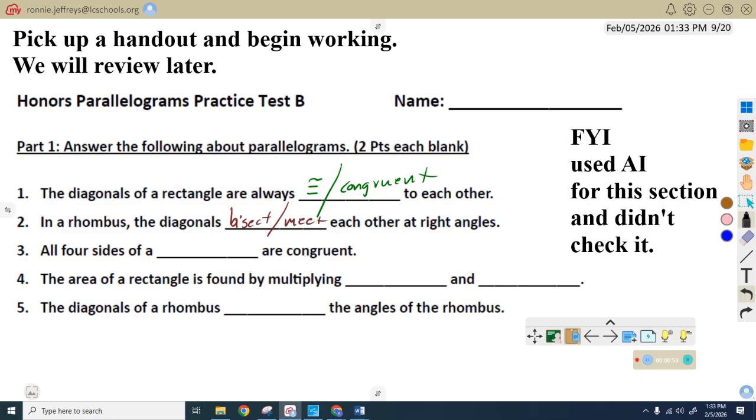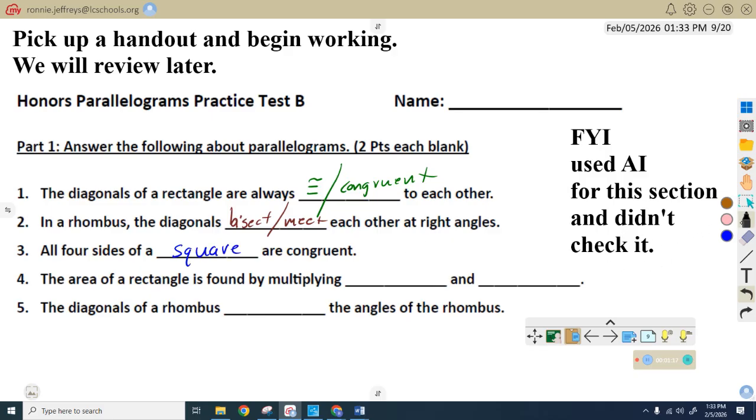Now, you could also say meet. You could say make. Okay. Four sides of a square. Okay, good. Finally.